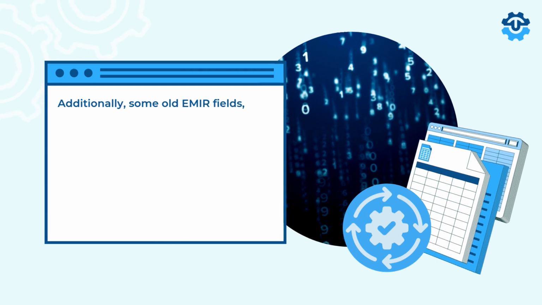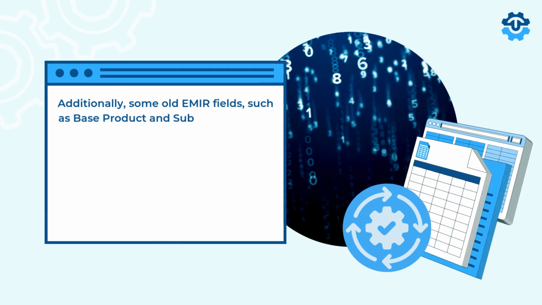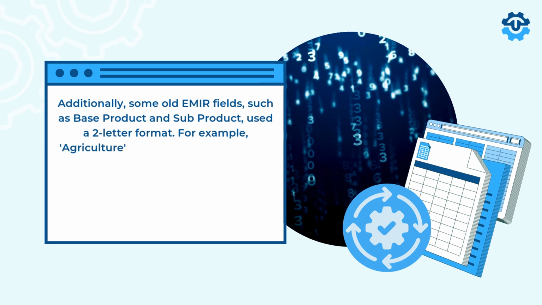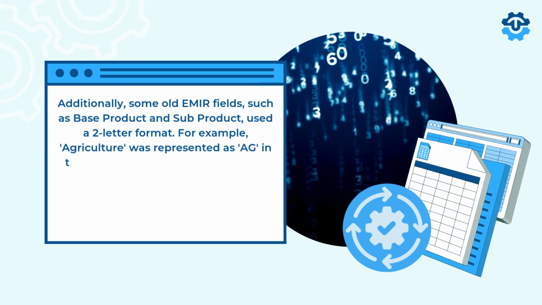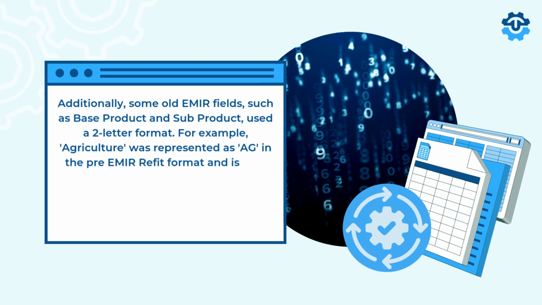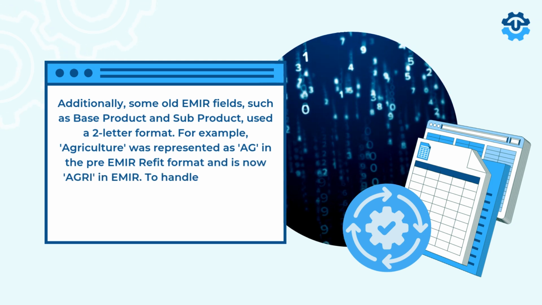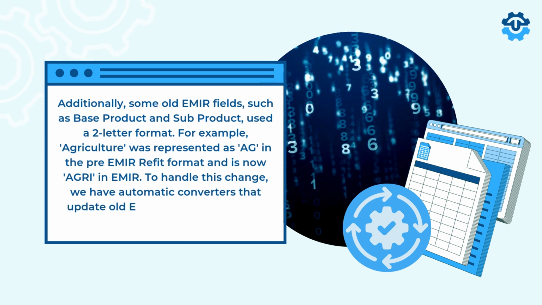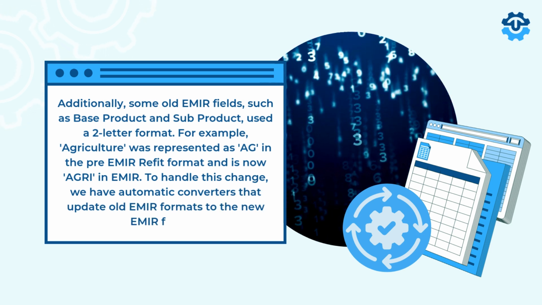Additionally, some old EMIR fields, such as base product and subproduct, used a 2-letter format. For example, Agriculture was represented as AG in the pre-EMIR Refit format and is now AGRI in EMIR. To handle this change, we have automatic converters that update old EMIR formats to the new EMIR format.